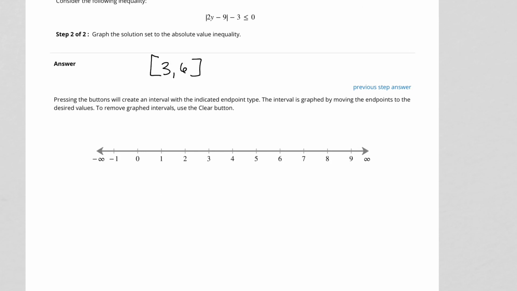I copied my interval notation over here, and step 2 is to graph that solution. So I'm going to have a bracket that opens to the right at 3, a bracket that opens to the left at 6, and I'm going to shade in between.